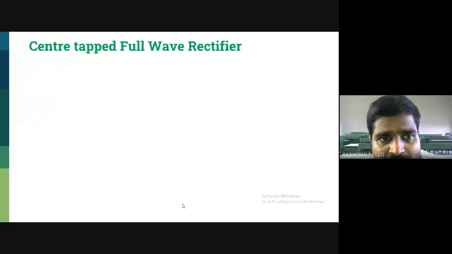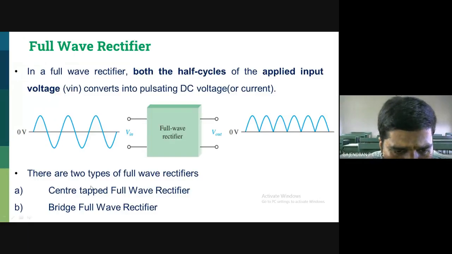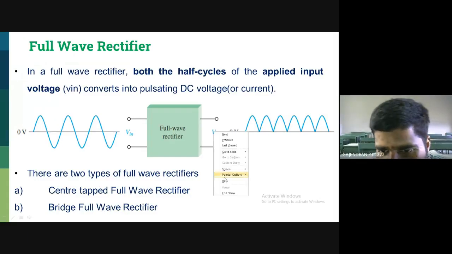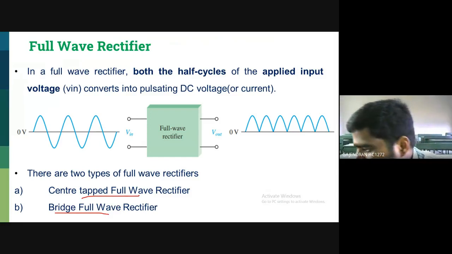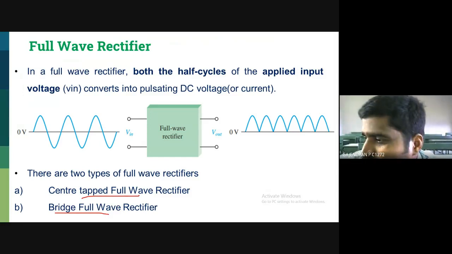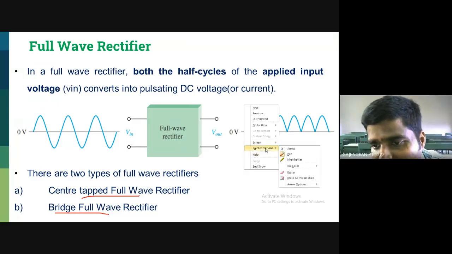Okay. I asked you to read something. Which one is available in your textbook, dear students? Are you having this bridge rectifier or center tap in your school days? 12th physics book. Have you referred? Both available. Am I correct? Yes. Okay. We will see one by one.